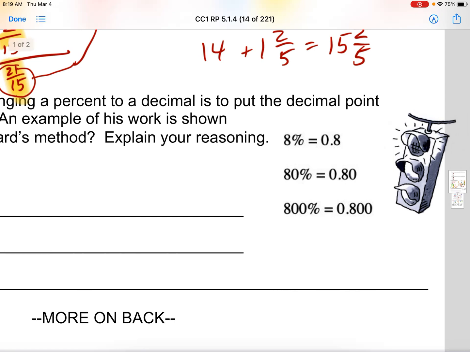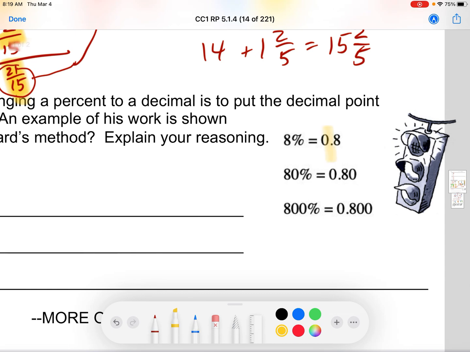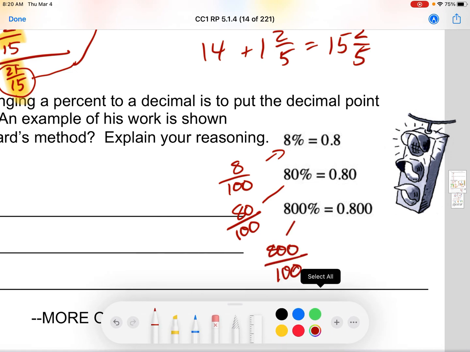Well, the problem with this is that 0.8 and 0.80 and 0.800 are all the same decimals, right? All I'm doing is adding zeros in there, and that does not change the value of that decimal. So there's no way that each of those decimals are the exact same and give us the same percentages, right? That can't be the case. Because we know that this is what? 8 out of 100, 8%. This is 80%. And this one is 800%.